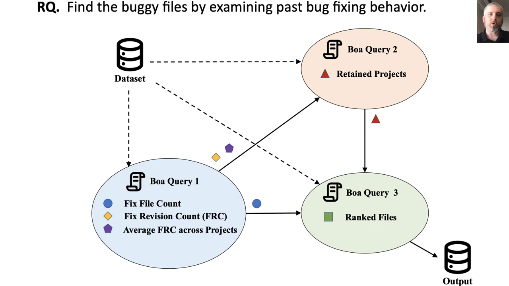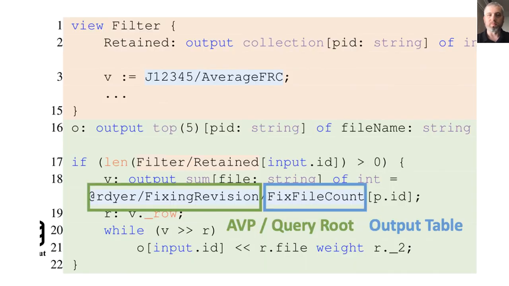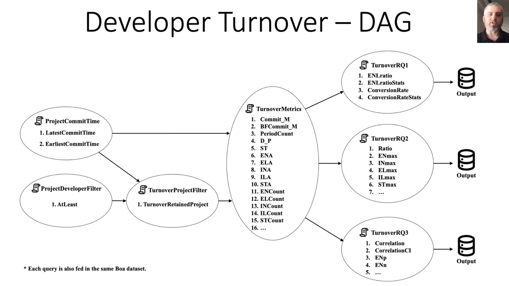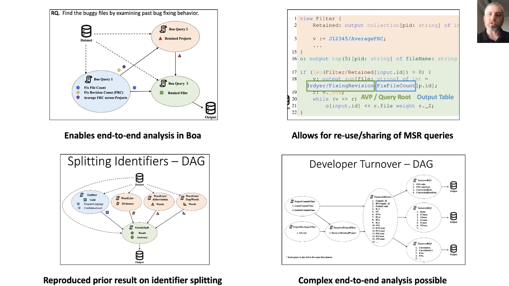So in conclusion, Boa Views provides the ability for Boa to do end-to-end analysis all within the Boa infrastructure. So now we can run queries such as this without having to make use of external tools. Boa Views also enable modularization and sharing of Boa queries, including sharing across users. Our evaluation performed several case studies, including one on splitting identifiers, which showed similar results, as well as a study on developer turnover, which showed surprisingly different results. This study is very nice because it shows clearly that Boa is an end-to-end infrastructure. If you have any questions, please let us know.